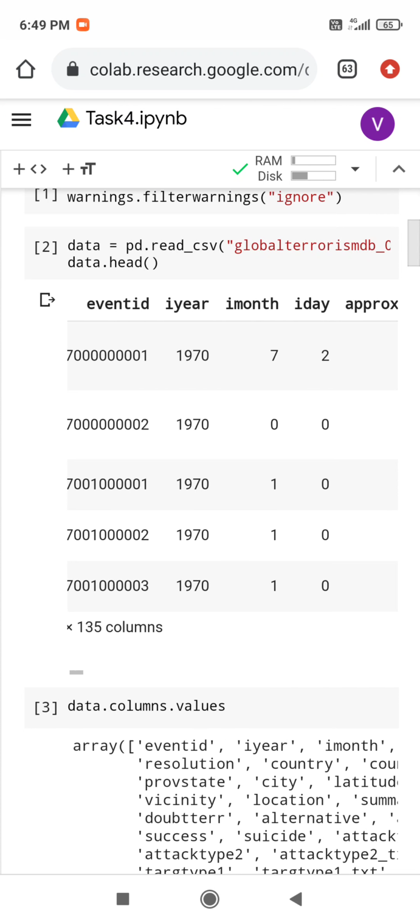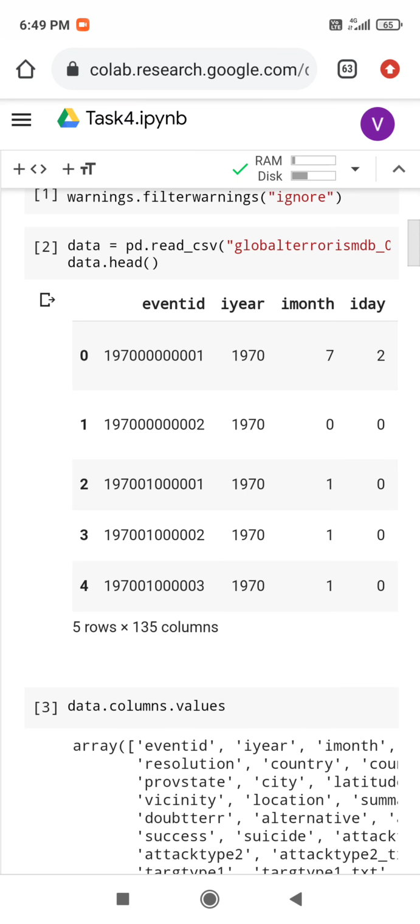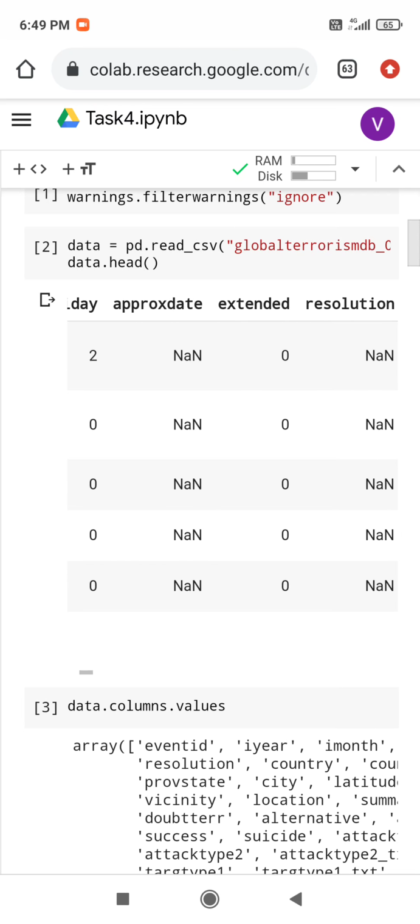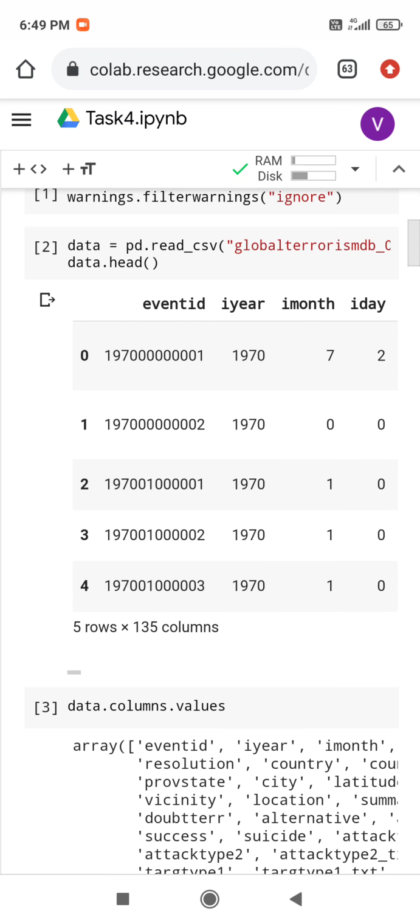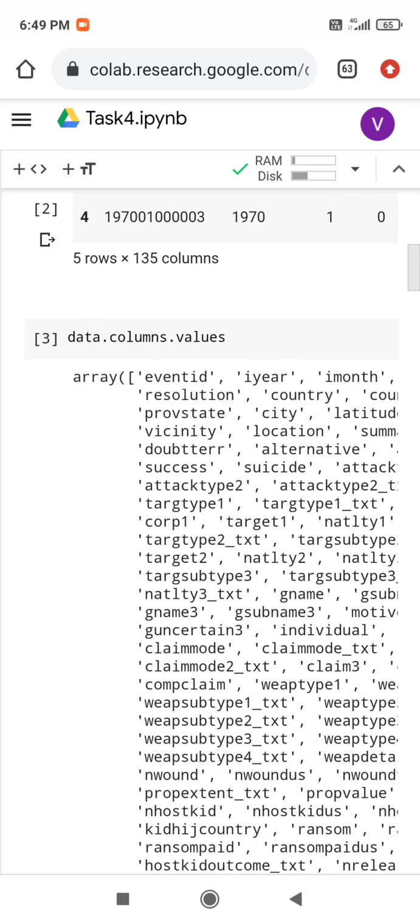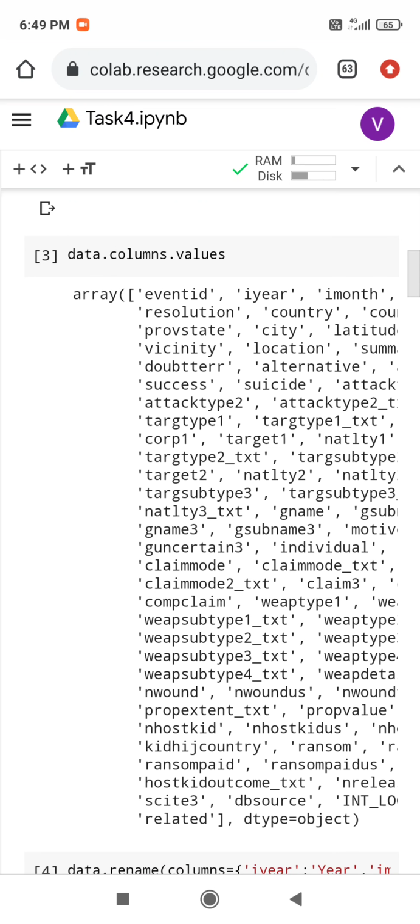In the data we have these kinds of columns: event id, year, month, day. So like that there are 135 columns. These are the total number of columns present in the data.